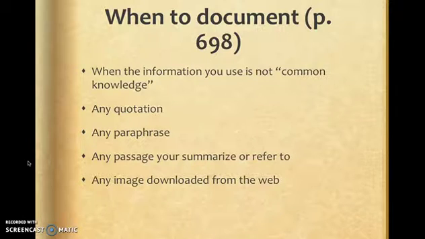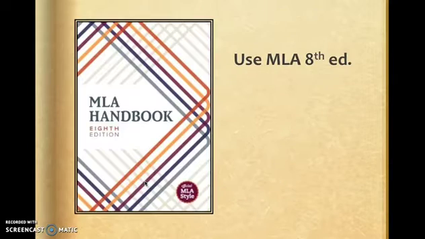In your textbook on page 698, it defines for us when we need to document a source. So when the information you use is not common knowledge, and there's a really good discussion about that on this page and some of the pages following. Anytime you quote some material from another source or paraphrase it or summarize a passage or refer to a passage, you must document the source. Also, anytime you use a downloaded image from the web, you need to document that source.